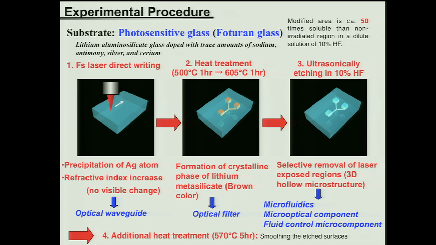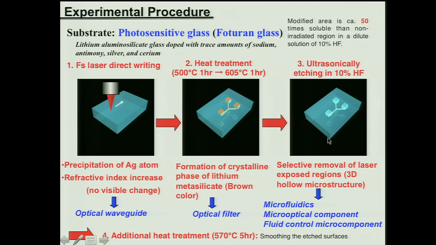Therefore, by chemical wet etching in a diluted hydrofluoric acid solution, the modified regions, namely the laser-exposed regions, can be selectively removed. As a result, three-dimensional hollow microstructures can be formed inside this glass. And the created three-dimensional hollow microstructures can be utilized for fabrication of not only microfluidics, but also micro-optical components and fluid control micro-components.